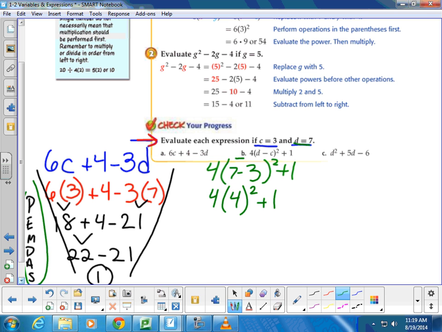I also have an exponent here, so I'm going to do that part next before I do this multiplication. I have to go in order. So I have 4 times, since it's times here, I have to keep it multiplied down here. 4 squared is the same as 4 times 4. If I want to write it like that so I remember, I can do that too. These are the same, just rewritten differently.